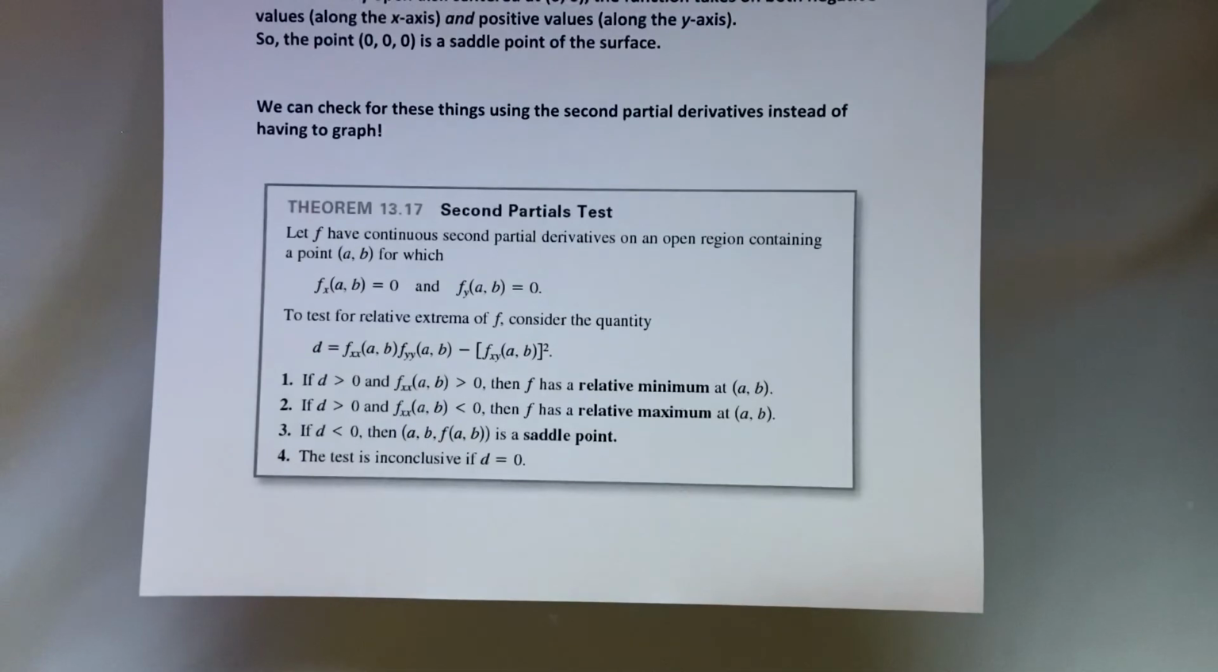If D is greater than 0 and f of xx is greater than 0, then f is a relative minimum at (a, b). If D is greater than 0 and f of xx is less than 0, then f is a relative maximum at (a, b). If D is less than 0, period, it's a saddle point, and the test is inconclusive if that D value is 0. And we'll actually use the second partials test when we do all of the problems in the next video, or at least one of them.